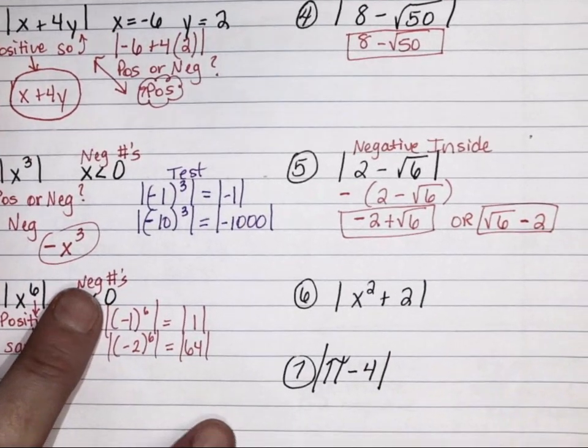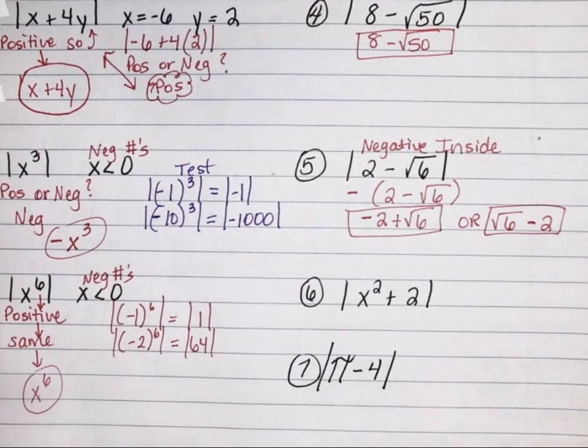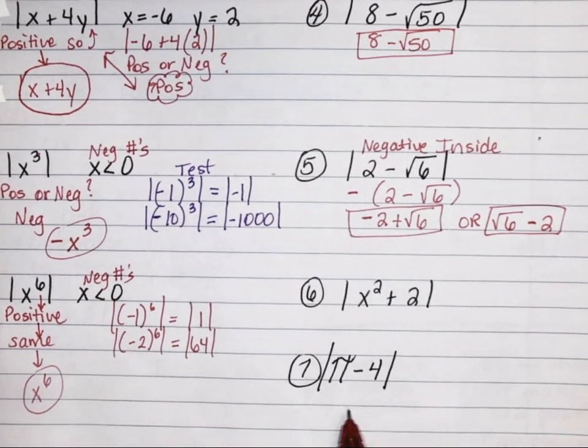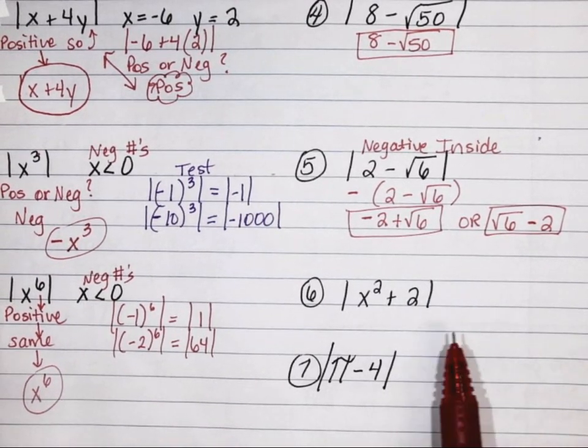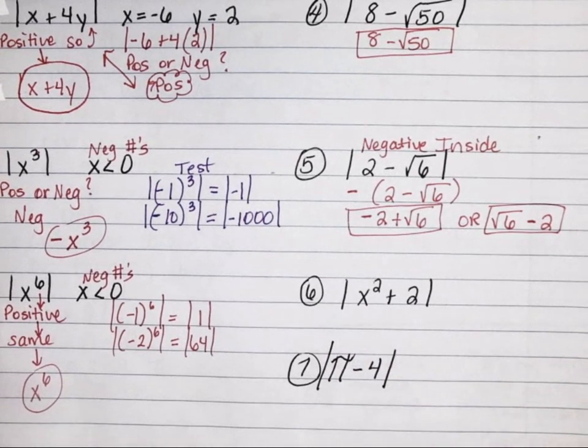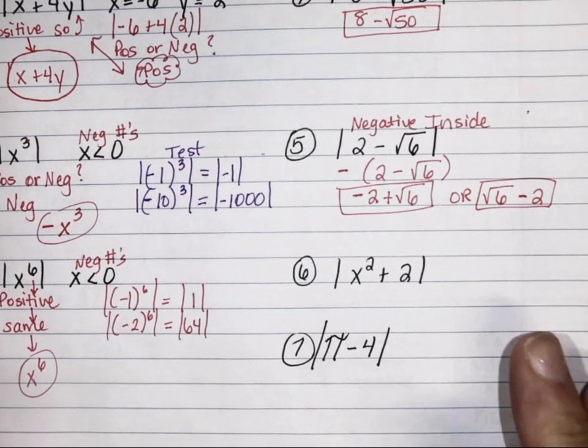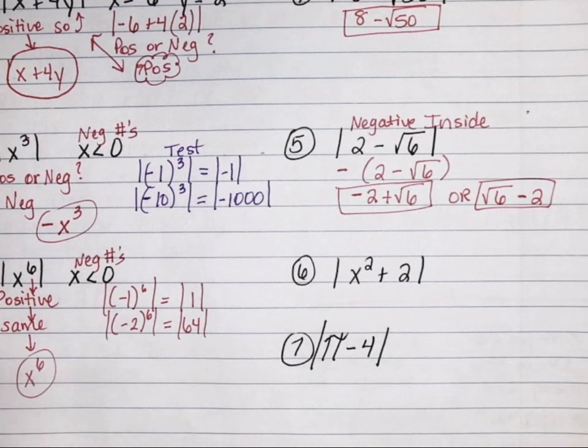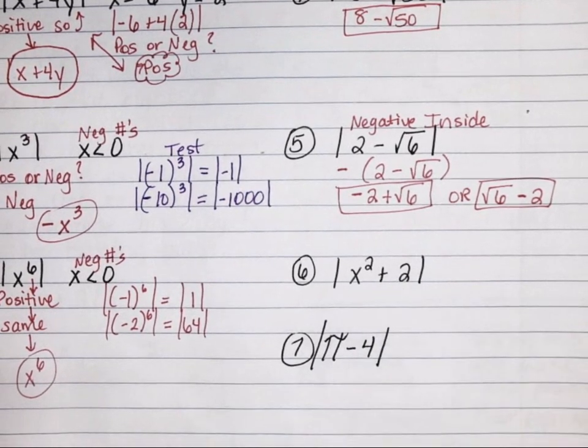Number 6. I want you to think about this. Notice that it does not give you any values of x, but it tells you x squared plus 2. So this one is stretching your brain. X squared plus 2.